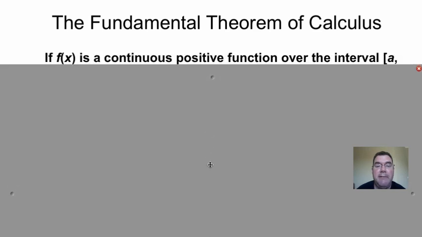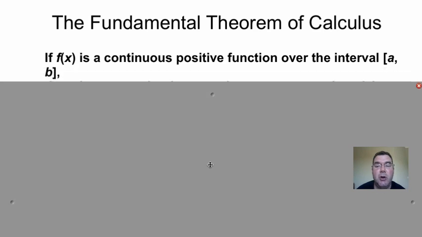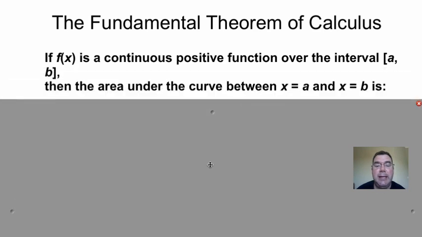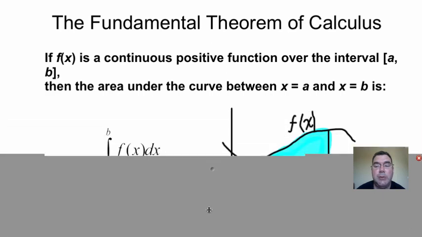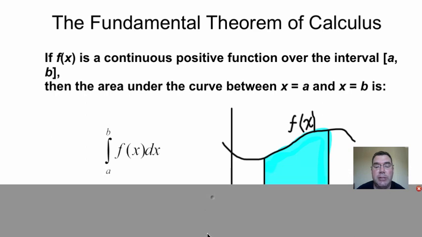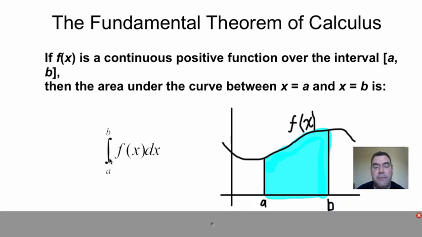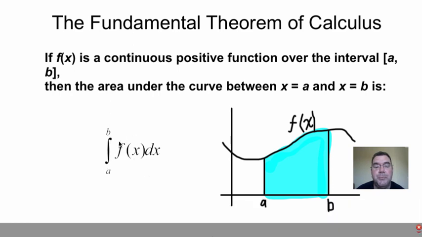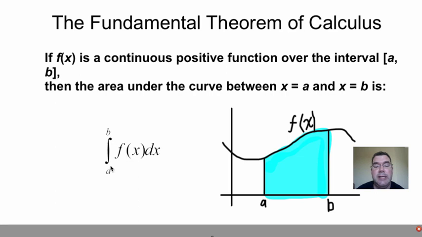All right, if I have f of x and it is a continuous positive function over the interval from a to b, then the area under the curve between x equals a and x equals b is given by this notation right here. So this little funky S in front of my function is actually telling me to take the antiderivative. This is the notation for taking the antiderivative of f of x.